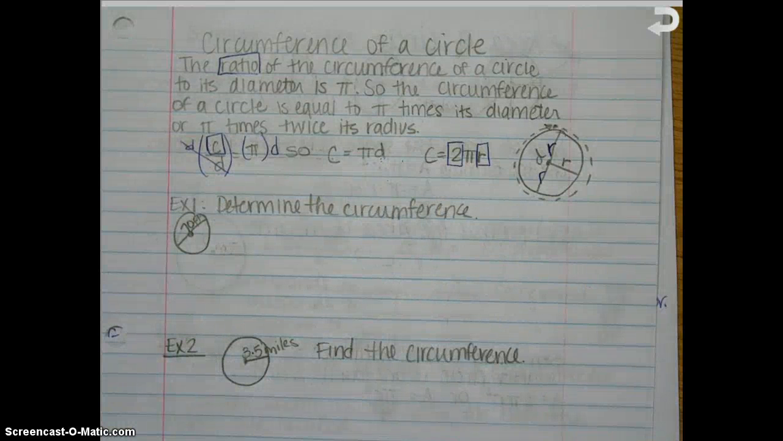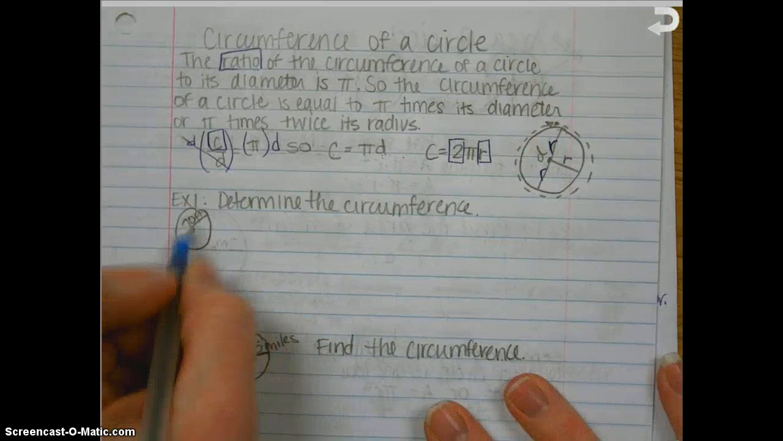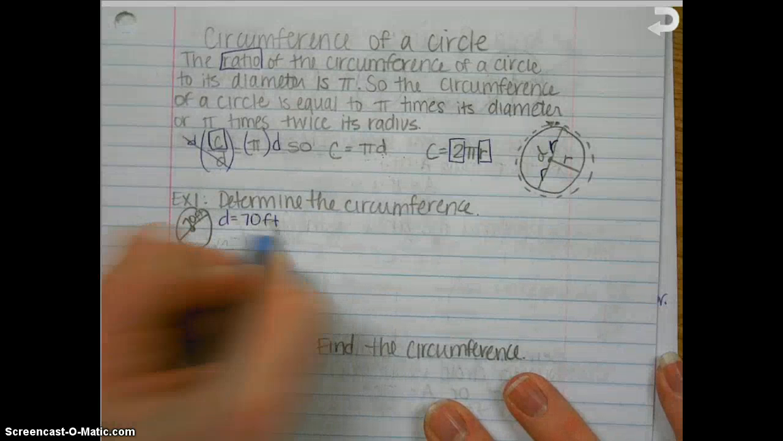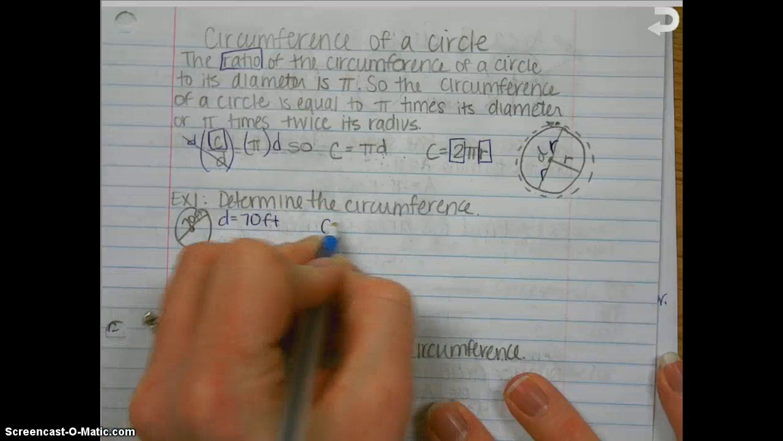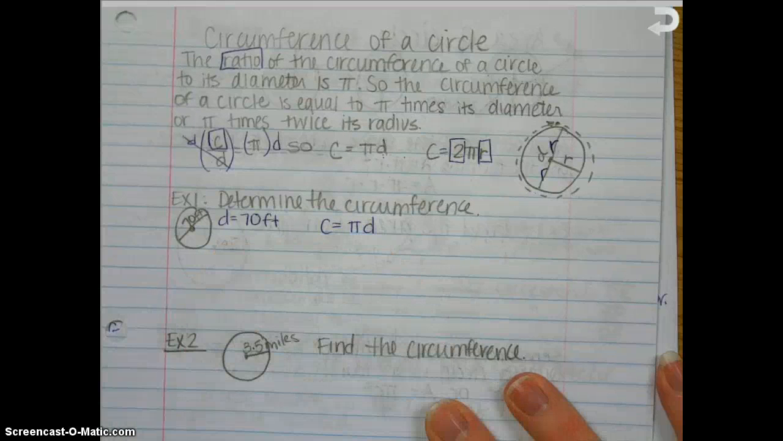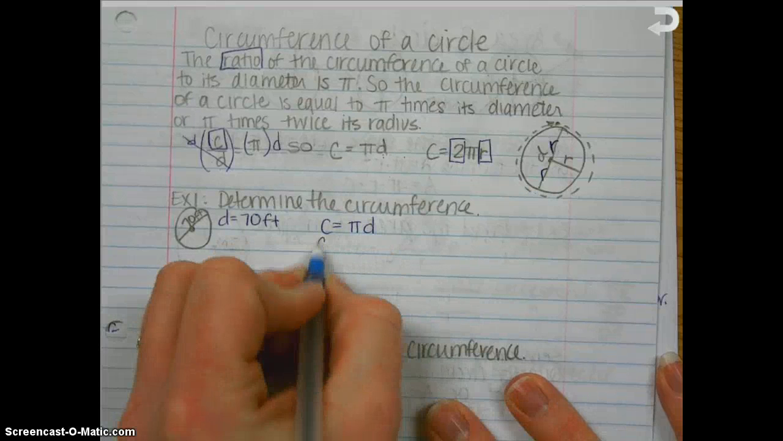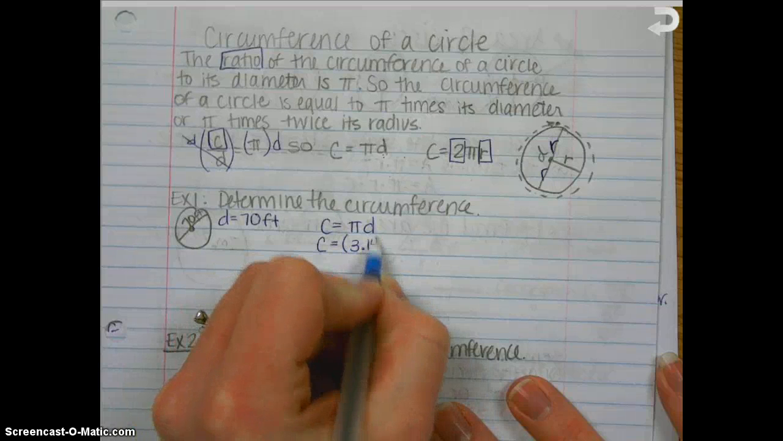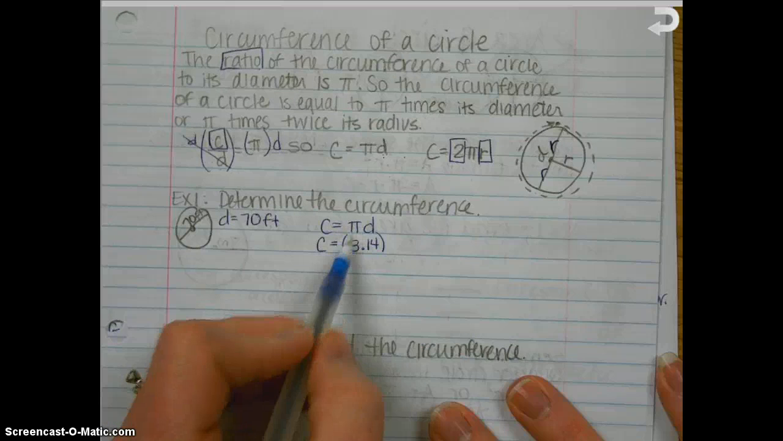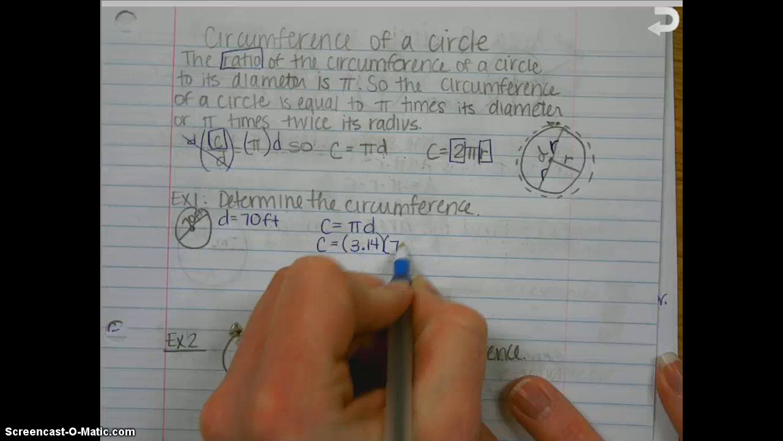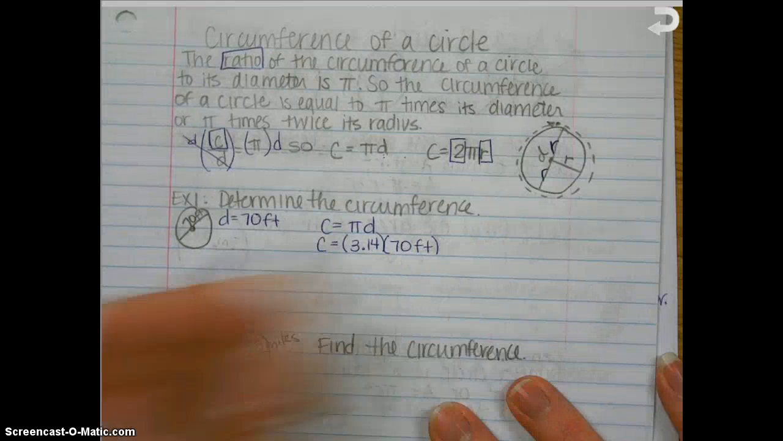So let's do example number 1 here. Determine the circumference. So you have a circle, and the thing that we know about the circle is that our diameter is 70 feet. So to find the circumference, we'd write our formula first. That's our first step. Circumference is equal to pi times the diameter. Now, something that's different this year in 7th grade is 3.14. So you're going to have to get used to using 3.14 all the time. Start using 3.14. And then we're going to multiply that times the diameter, which is 70 feet.